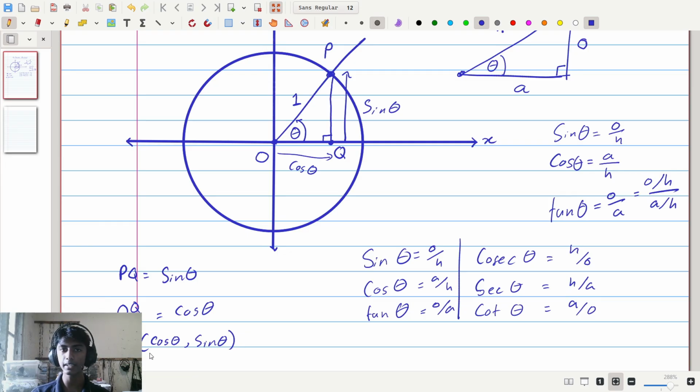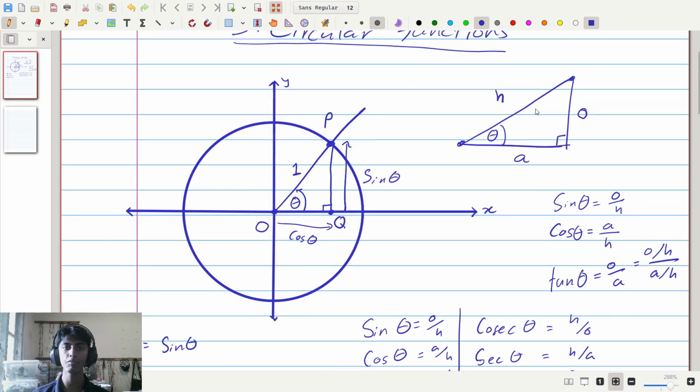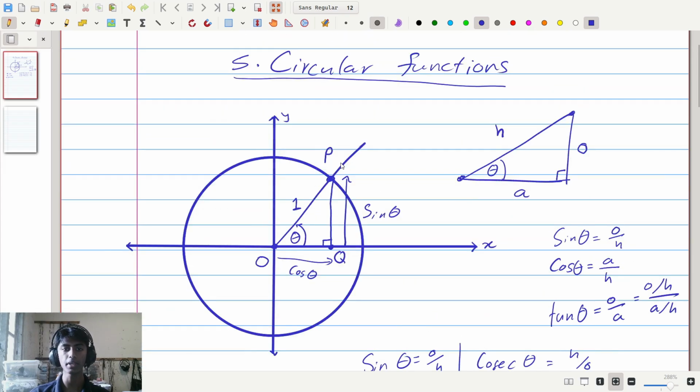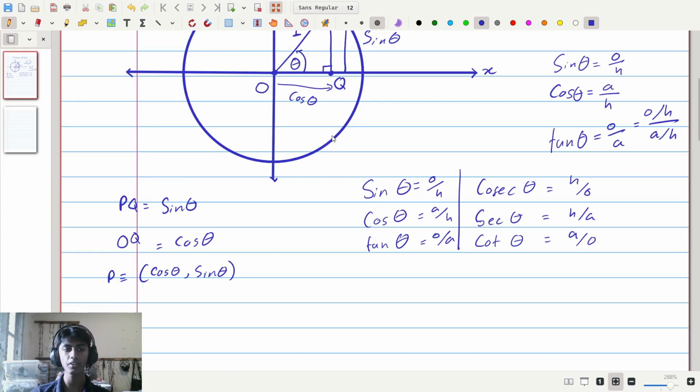Regardless of what the angle theta is, the coordinates of P are cos theta, comma sine theta, based on this trigonometric relationship that we have found. So we have found the point P. Now you'll note an interesting thing.